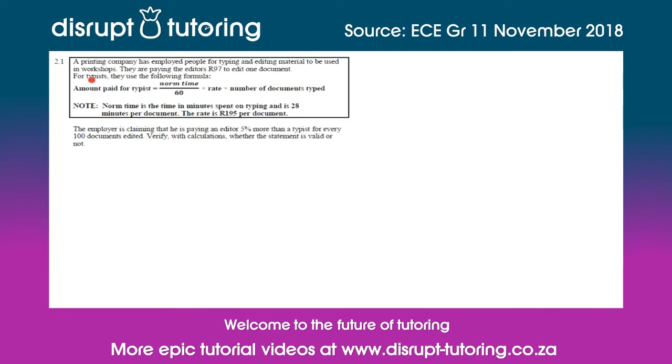195 Rand per document. So the employer is claiming that he is paying an editor 5% more than the typist for every 100 documents edited. Verify with calculations whether the statement is valid or not. So first up, let's calculate what the total price is for an editor.